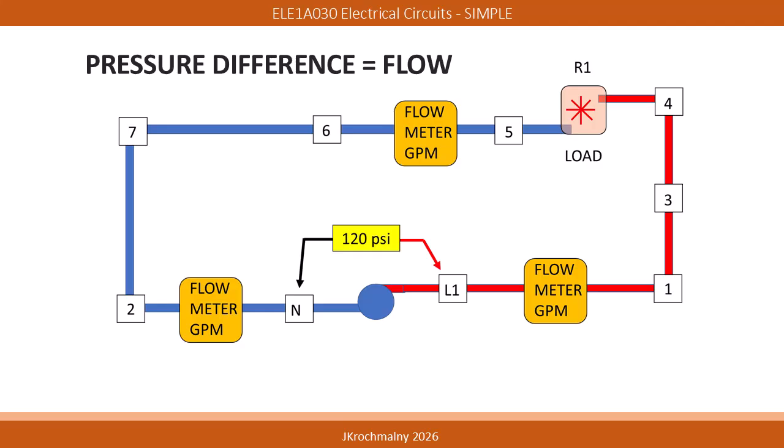With a load in the circuit, a flow meter could be placed anywhere in the circuit and the same value would be recorded. If 5 GPM were read between terminals L1 and 1, 5 GPM will be read between terminals 5 and 6, and also between N and 2.